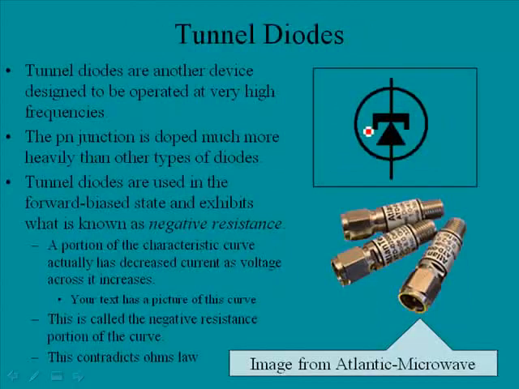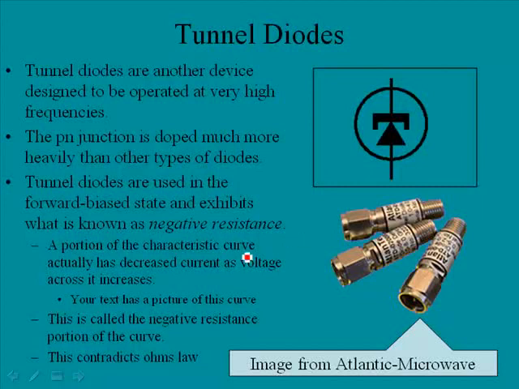Okay, then we have tunnel diodes. Tunnel diodes are another device designed to be operated at very high frequencies, and here is a symbol for one, and then these are some actual tunnel diodes courtesy of Atlantic Microwave. The PN junction is doped much more heavily than other types of diodes. Tunnel diodes are used in the forward bias state and exhibit what is known as negative resistance.